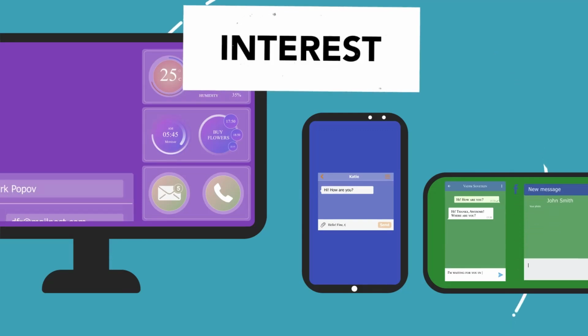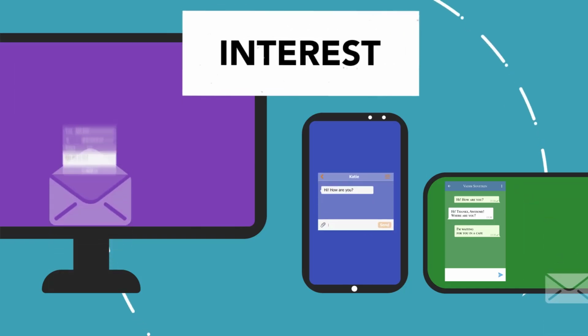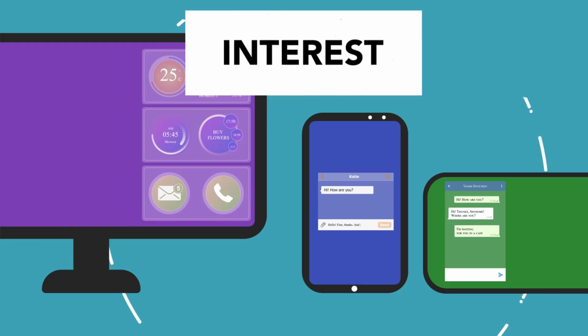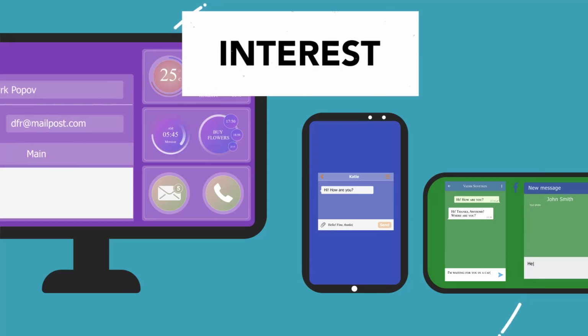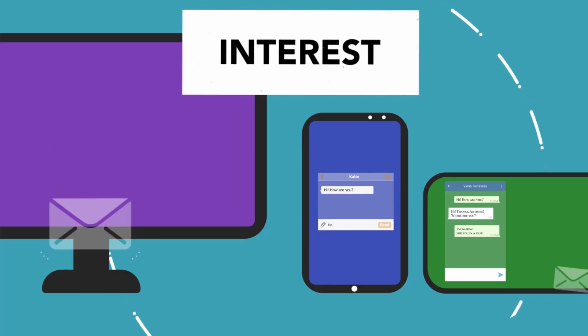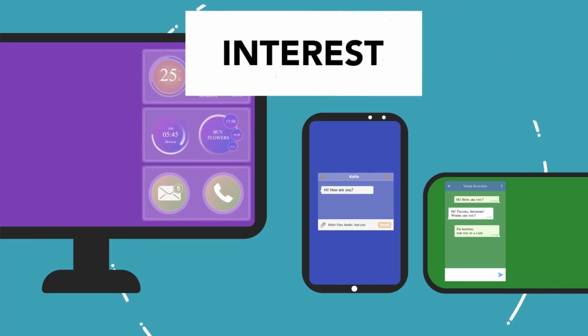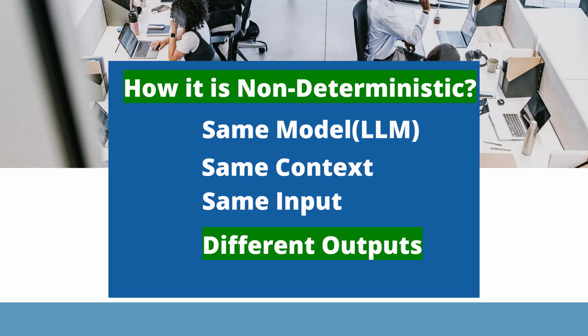Surprisingly, large language models such as ChatGPT behave in a similar way. If you ask an LLM the same query multiple times, you might notice that it doesn't always give identical answers. This can be frustrating, but behind this inconsistency lies an interesting mix of probability, randomness, context windows, and model design. Note that even if we have the same language model, same context, and same input, different outputs may be generated by an LLM. Therefore, we are going to discuss the how part, the reason behind the non-deterministic nature of LLMs.